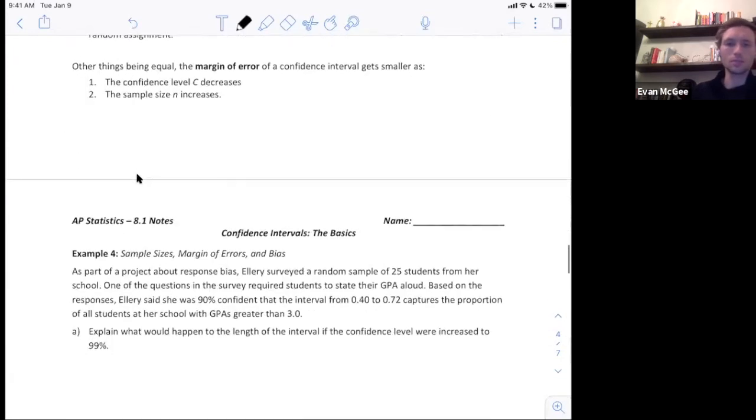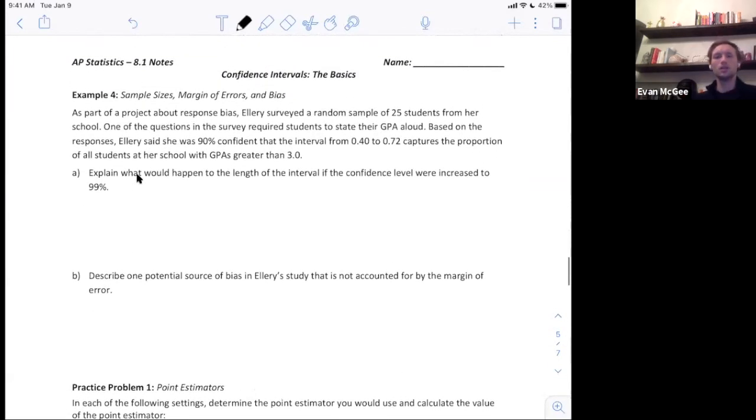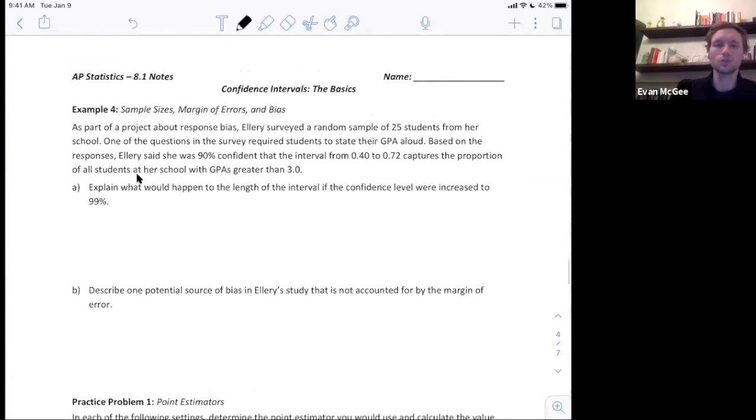So our last example problem. As part of a project about response bias, Ellery surveyed a random sample of 25 students from her school. One of the questions in the survey required students to state their GPA aloud. Based on the responses, Ellery said she was 90% confident the interval from 0.4 to 0.72 captures the proportion of all students at her school with GPAs greater than a 3.0.